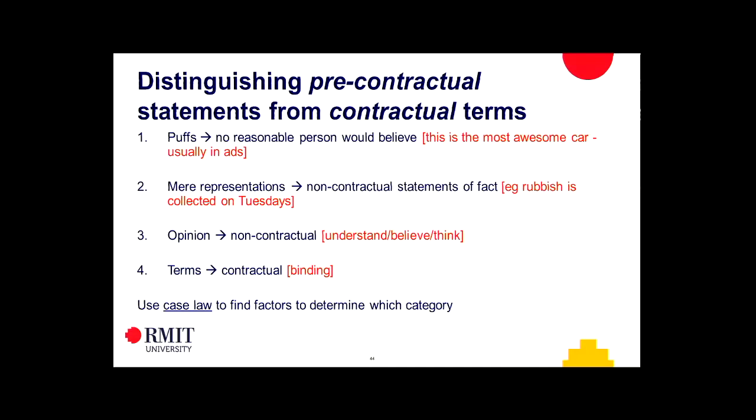So how do we distinguish? We look at these things. First one is a puff. Now, puff is a statement that's made before the contract's formed that no reasonable person would believe.